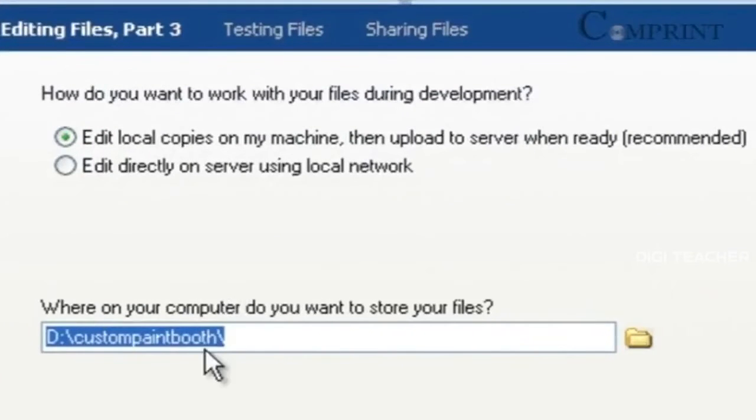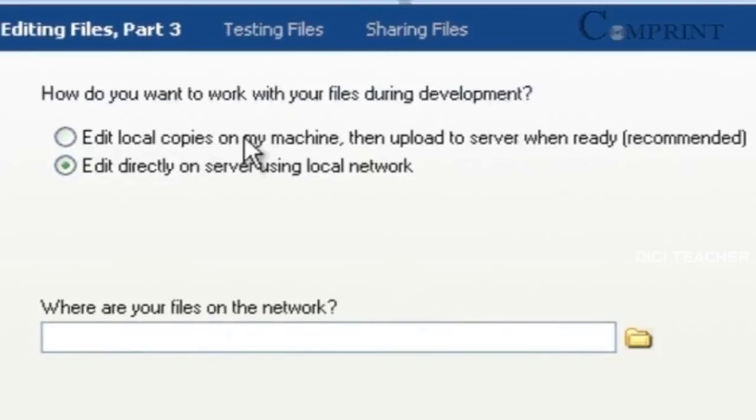At this part, we are going to decide how we wanted to work with our files during development. Here there are two options: edit local copies on my machine, then upload to server when ready. If we choose this option, if we make any changes to the web pages of our website, the changes will be applied first to the pages in our computer, that means to the local computer, and then we can upload to the server. If we choose the second option, edit directly on server using local network, whatever changes are made to the web pages will be directly applied to the web pages in the server.